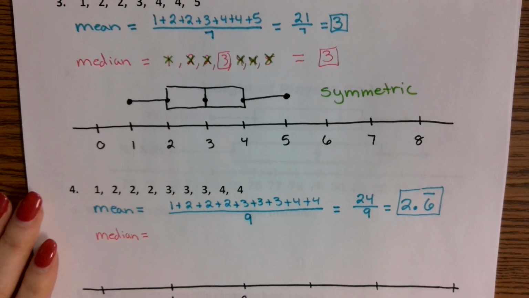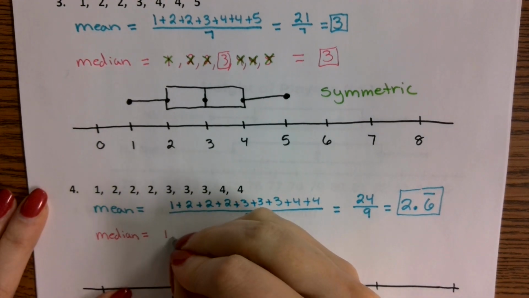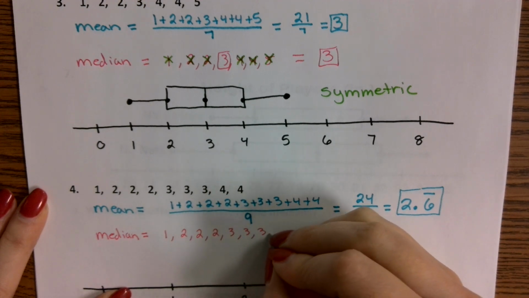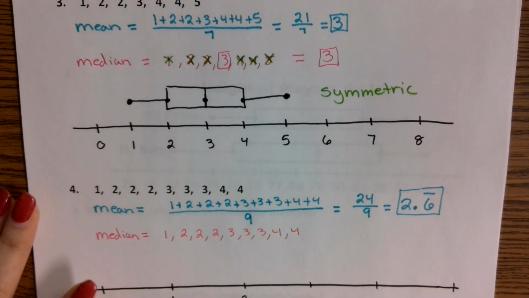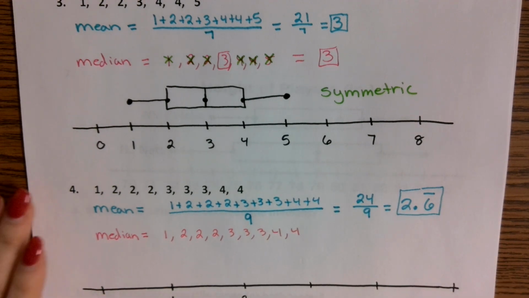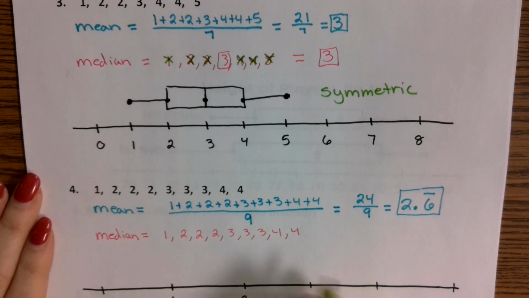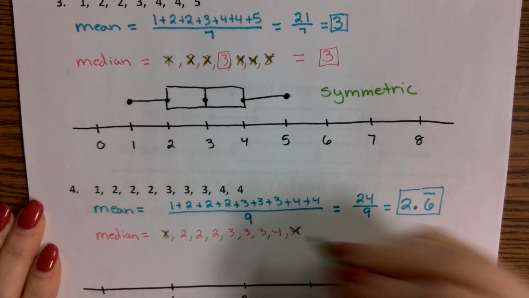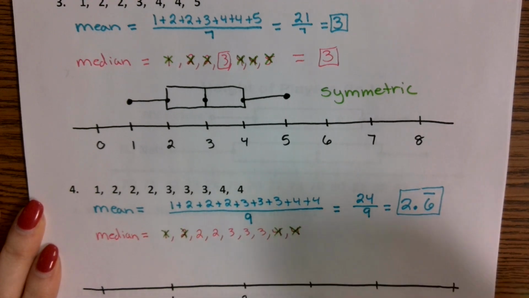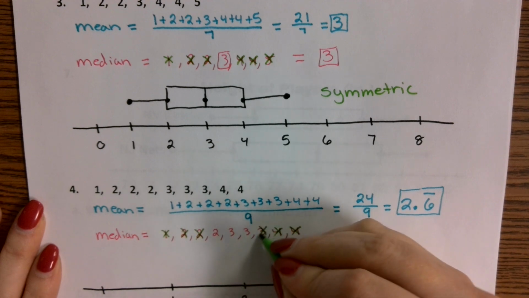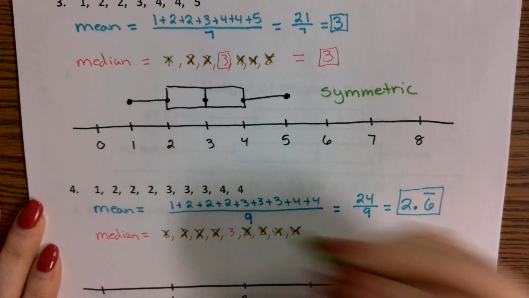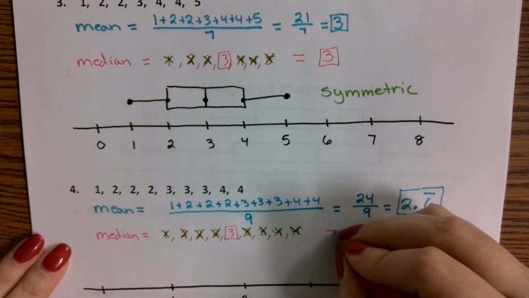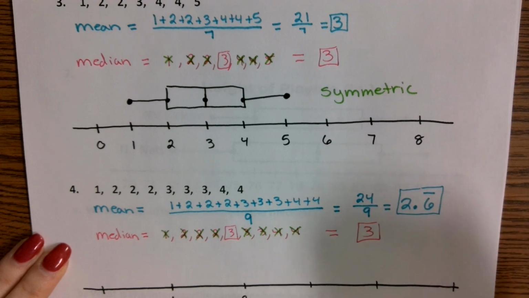Now, for the median, again, all the numbers are in order. It has to be in order from least to greatest. If you don't put it in order, you won't be able to find the median correctly. Once they're in order, cross them off end to end. I'm going to cross off a 1 and a 4, a 2 and a 4, this 2 and this 3, and this 2 and this 3. And I'm left with a 3 in the center. So my median is a 3.